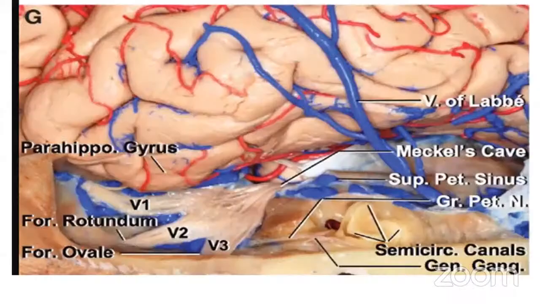Moving forward to the contents of the endocranial surface. Laterally, it contains the temporal lobe, basically the inferior surface, which has the parahippocampal, occipitotemporal, and inferior temporal gyri.